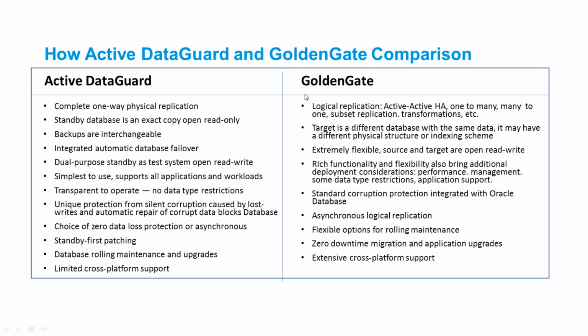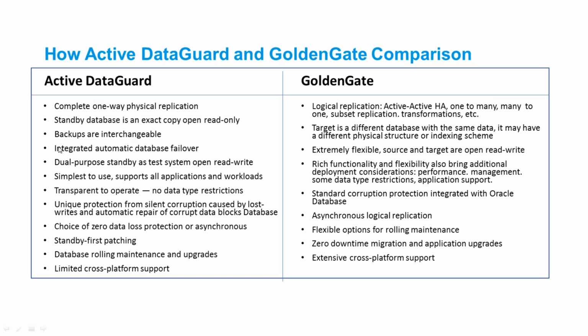So with Golden Gate, the advantage is that the source and target database names can be different. The source and target schema names can be different. Similarly, table names and column names can be different as well. However, in DataGuard, you cannot have all that. So you can have a different structure of objects on the target database when you use Oracle Golden Gate. In DataGuard, backups are interchangeable.